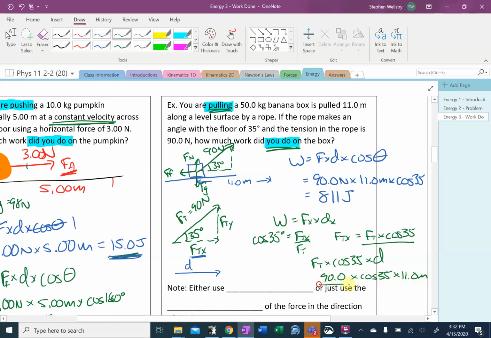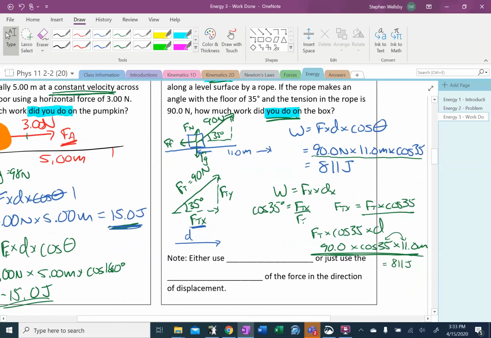Let's take a look at this, 90 times cos 35 times 11, and compare it to 90 times 11 times cos 35. Hopefully you'll see it doesn't matter the order of operations for multiplication; these are the same thing. We can easily rearrange 90 times cos 35 times 11 by flipping them around, and we'll have the exact same answer. So again, this is going to be 811 joules.